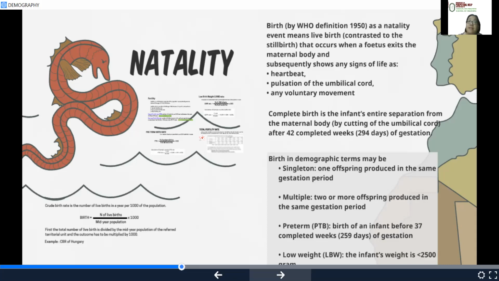So complete birth is the infant's entire separation from the maternal body after 42 completed weeks or 294 days of gestation. So birth may be singleton, multiple, preterm. So that is birth before 37 weeks, or low birth weight, which means birth weight less than 2,500 grams.